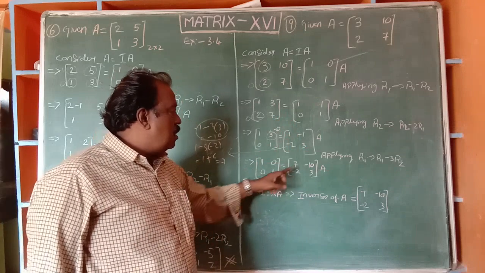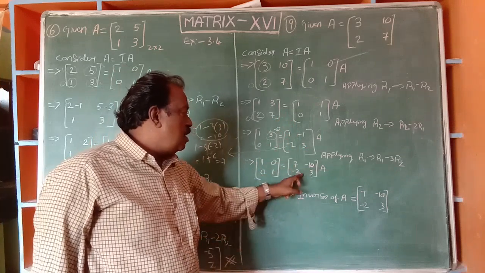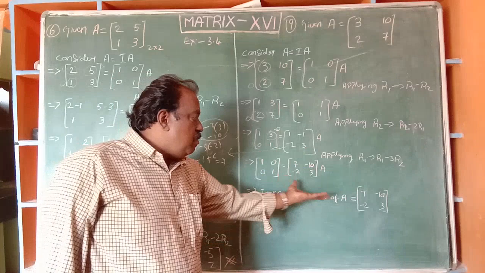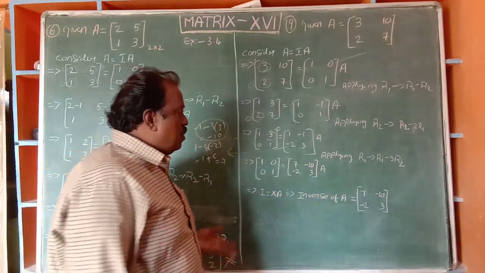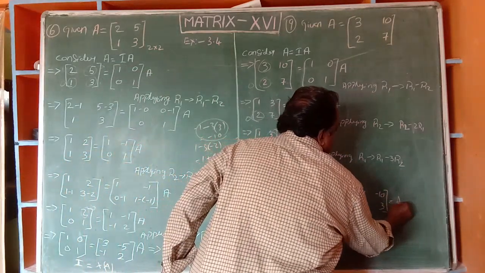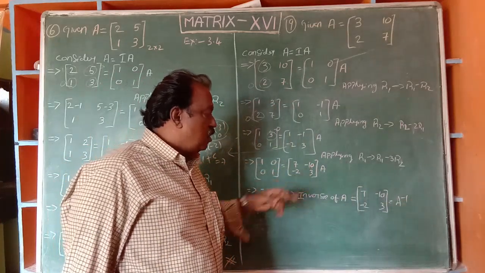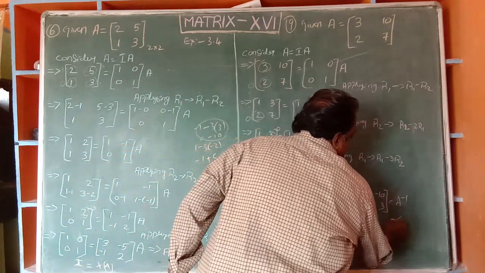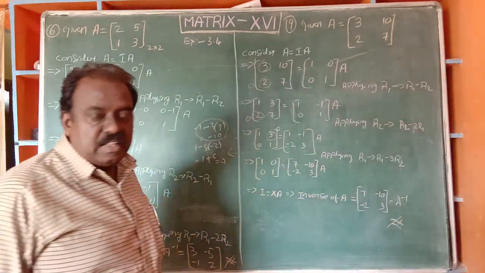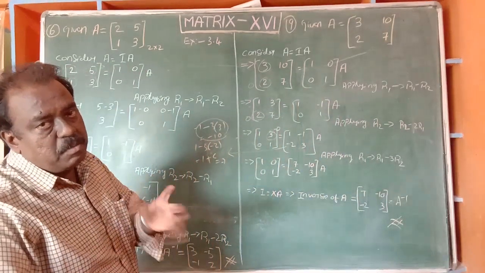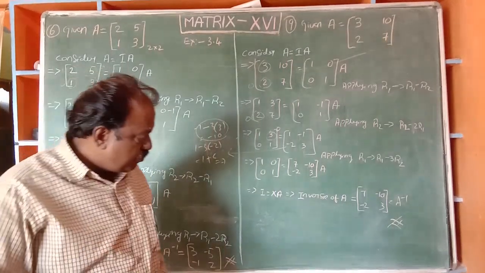Now we get I equals X into A. That X is nothing but the inverse of A. So this is A inverse. A inverse is nothing but 7, minus 10, minus 2, 3. This is the ninth problem. Like this, you have to solve the remaining problems.